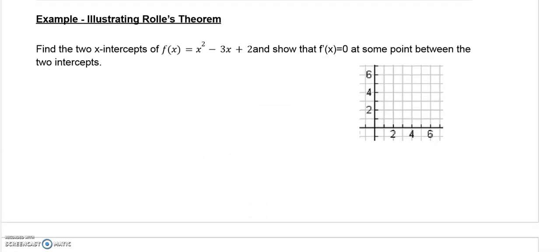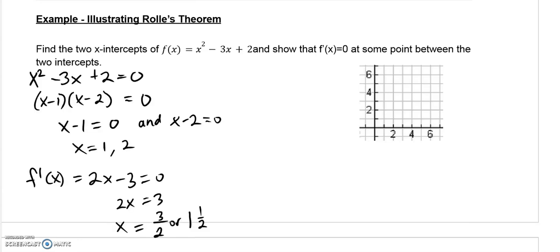Let's do an example here. It says find the two x-intercepts of that function and show that the derivative is equal to 0 at some point. So go ahead and find the x-intercepts, find the derivative, and show that there is a derivative of 0 between those. Don't graph it, okay? Try this on your own, and then pause the video and come back and see how you did.